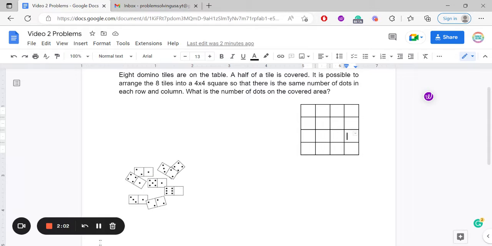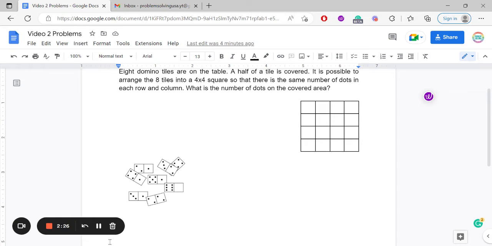Let's come to today's problem. Our problem reads, 8 domino tiles are on the table. Half of a tile is covered. It is possible to arrange the 8 tiles into a 4x4 square so that there is the same number of dots in each row and column. What is the number of dots on the covered area?